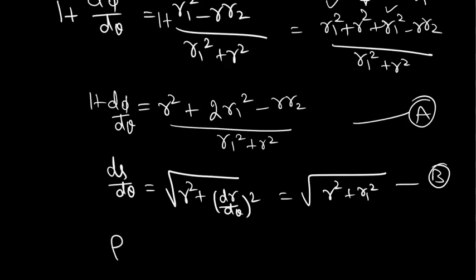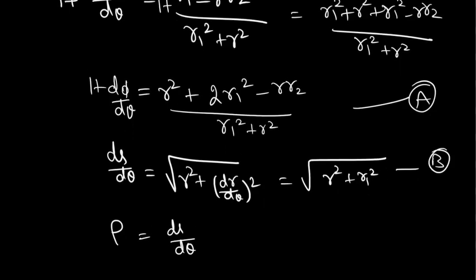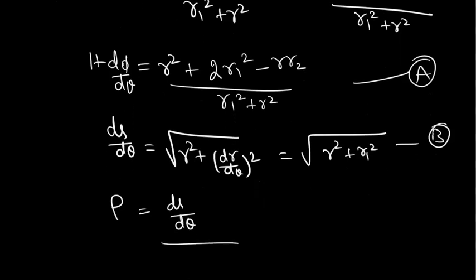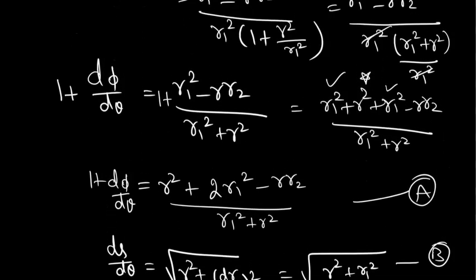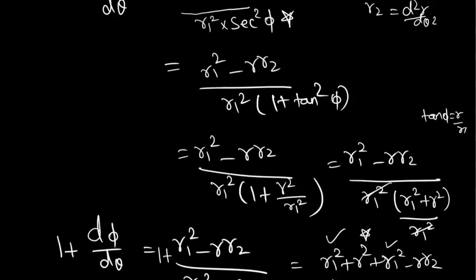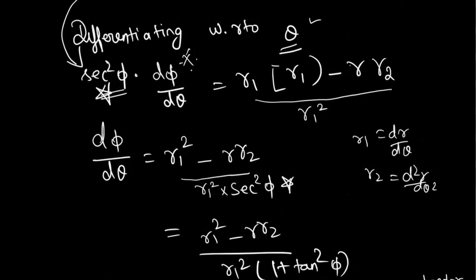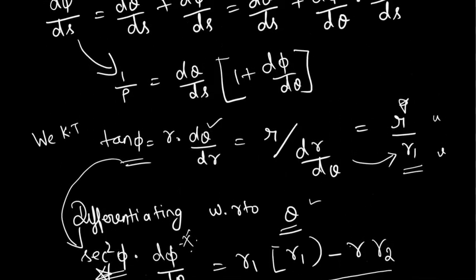We have written rho is equal to ds by d theta divided by 1 plus d phi by d theta. This we wrote in the beginning. We started our formula like this. Let me show you. Before taking tan phi, this equation. So this equation, name it as equation 1.